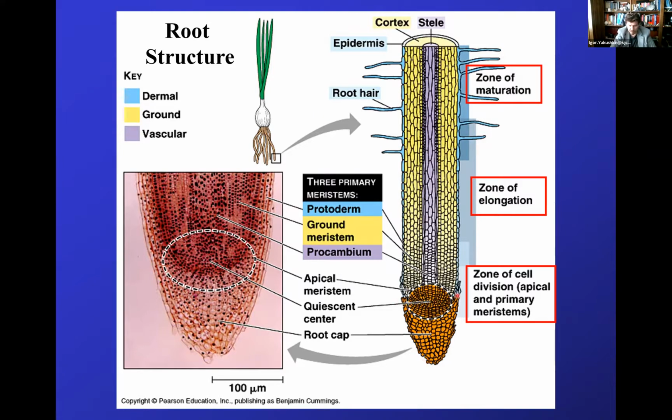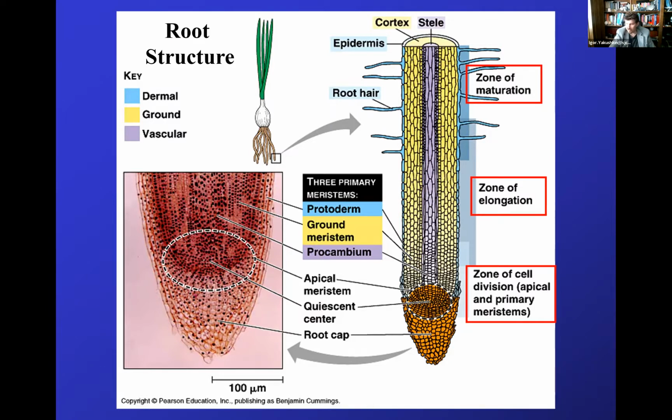And then, of course, on the very tip of the root, we have something which is known as the root cap. Those are already either dead or dying cells, but they are protecting the apical meristem from any kind of environmental factors such as sharp rocks, sand grains, or anything like that.